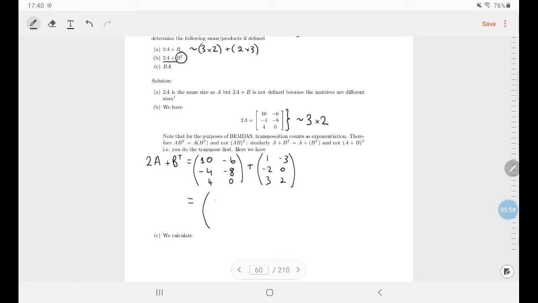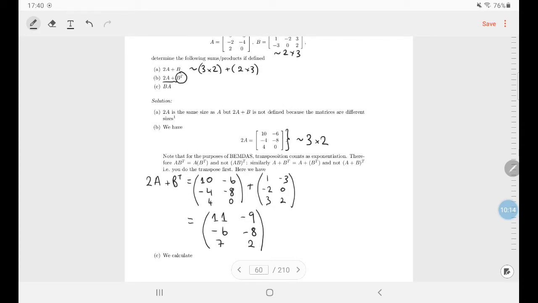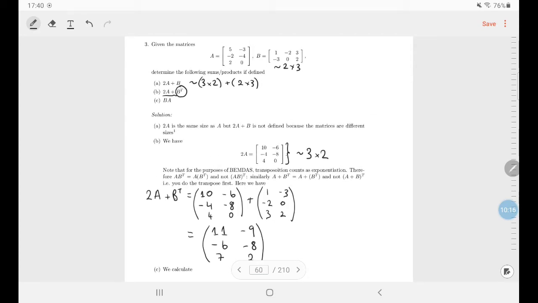So 10 plus 1 is 11. Minus 6 minus 3 is minus 9. Minus 4 minus 2 is minus 6, minus 8 plus 0 is minus 8, 4 plus 3 is 7, and 0 plus 2 is 2. Okay, that's that. And then the last one is B by A.